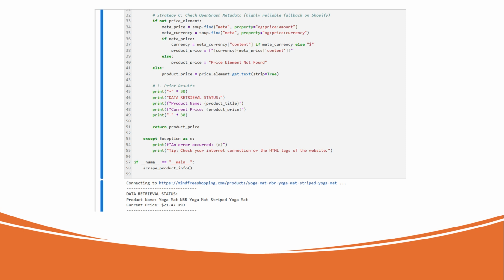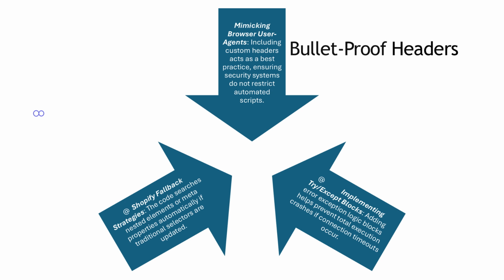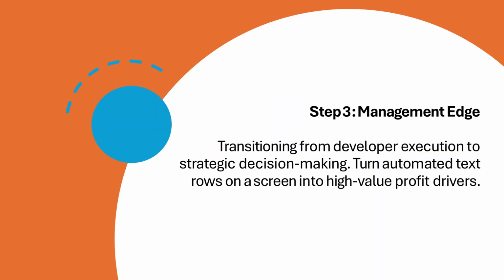Step 3, the profit segment, or the management perspective. Transitioning to a strategy segment. In this section we explain how a manager can use this to scrape once an hour to see how prices fluctuate during a sale event.